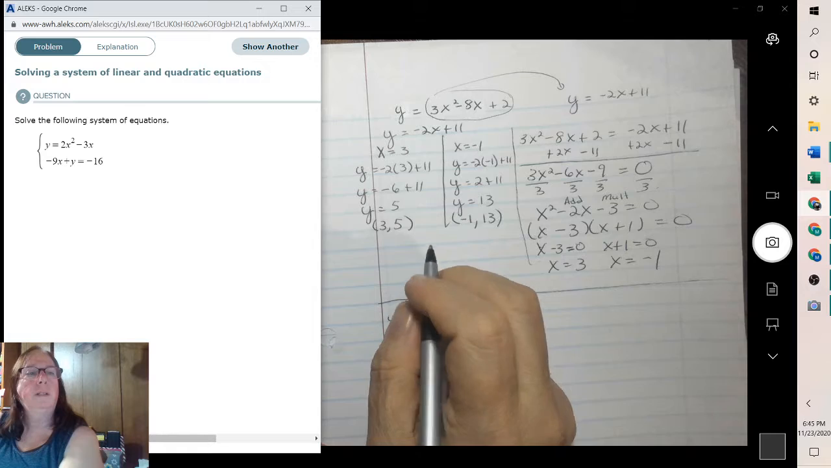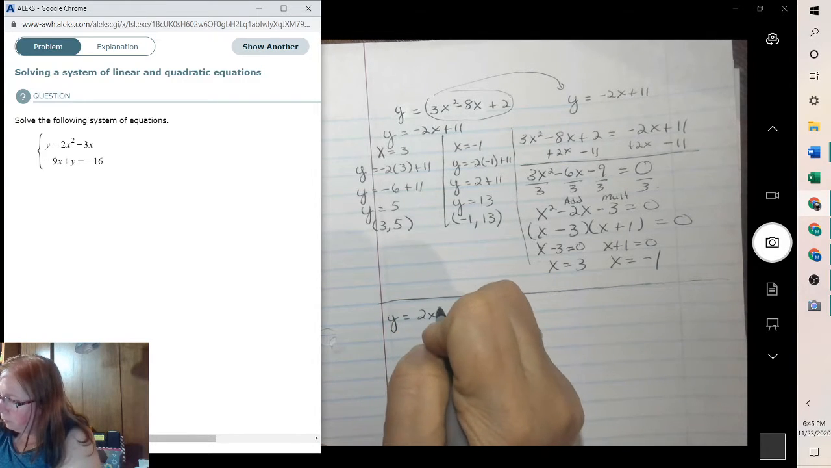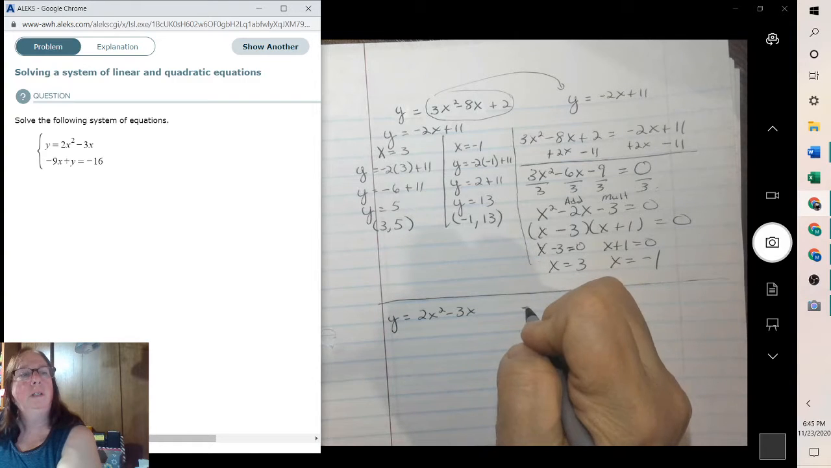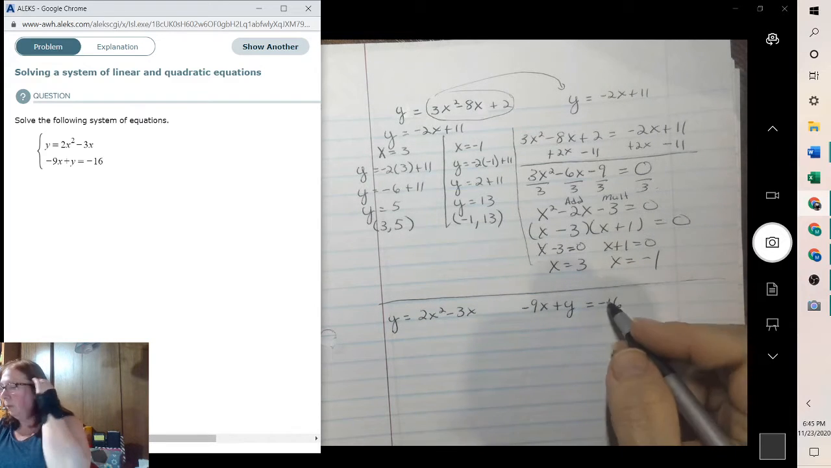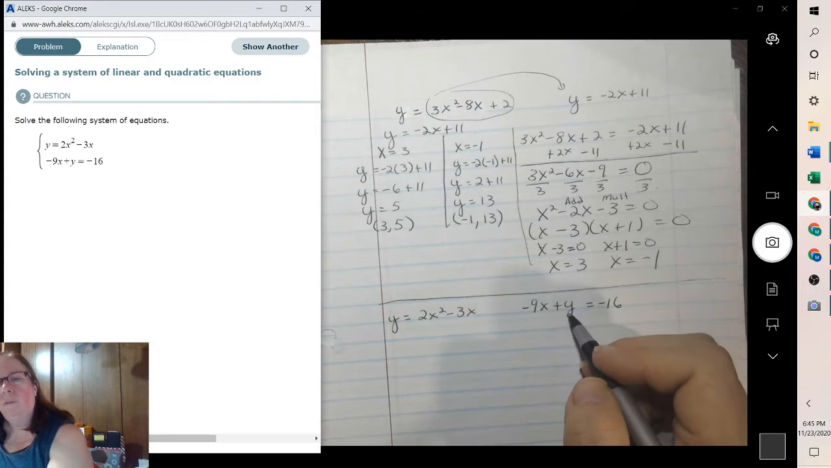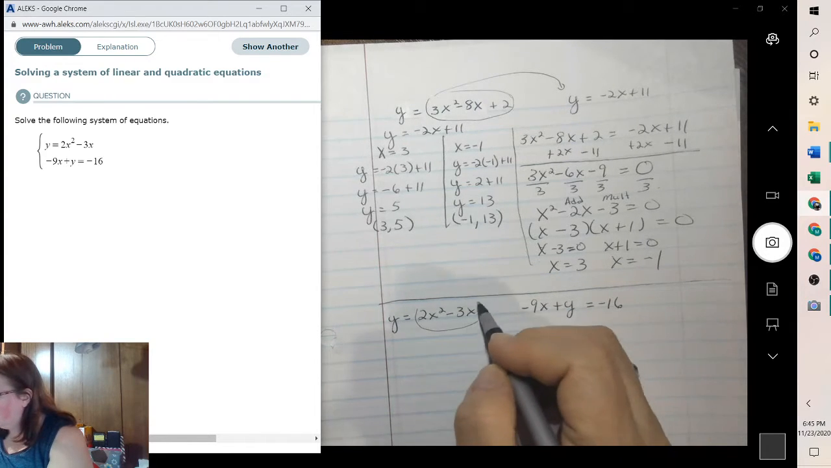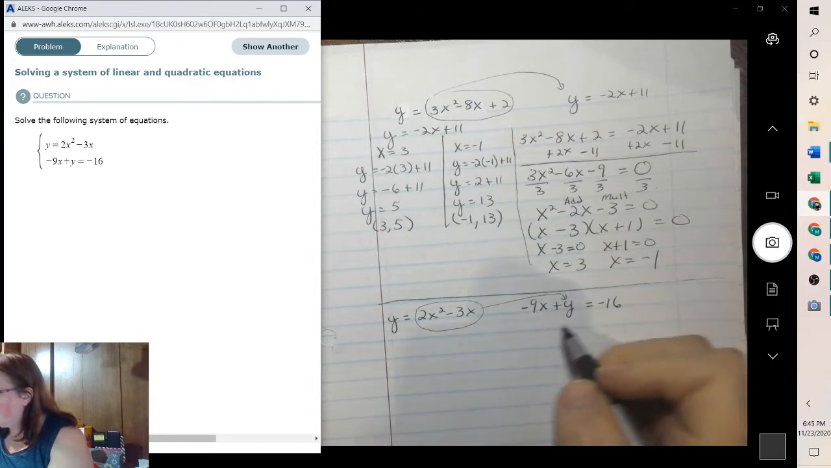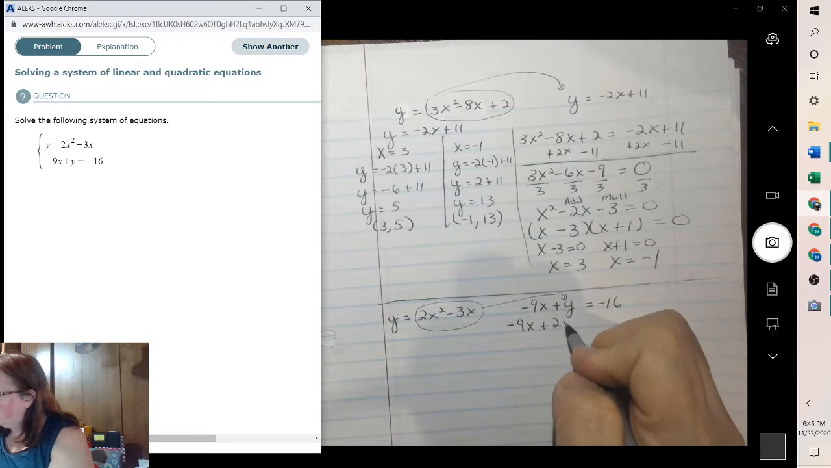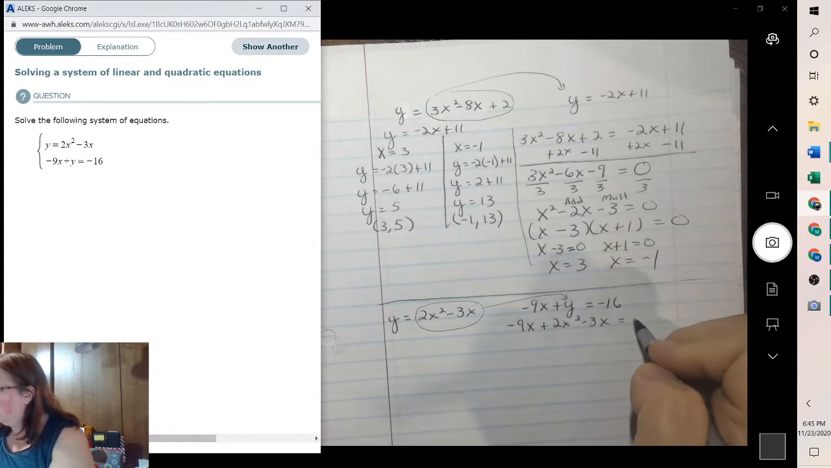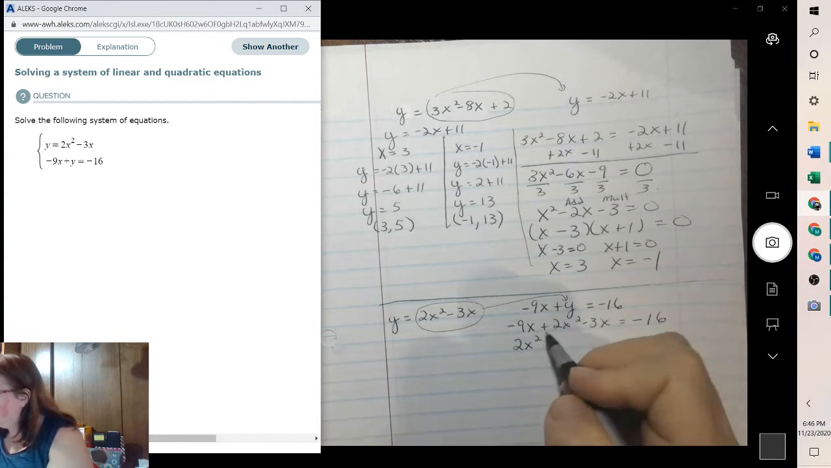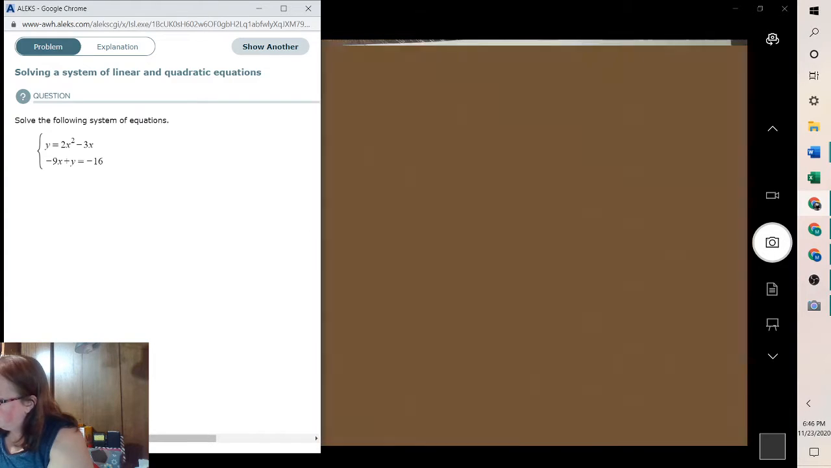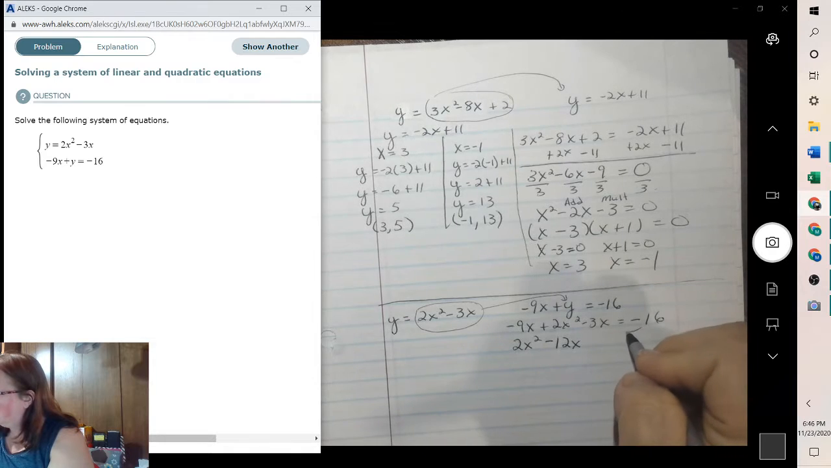So y equals 2x squared minus 3x. And the other one, negative 9x plus y equals a negative 16. So on this one, they're not both solved for y, but this one is, so we can take this and plug it in here. So you have negative 9x plus 2x squared minus 3x equals a negative 16. 2x squared, combining like terms, negative 9 and negative 3 is a negative 12x, and I'm going to bring my 16 over to get it set equal to 0 since it's quadratic.